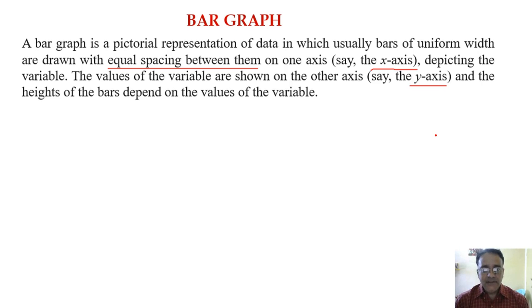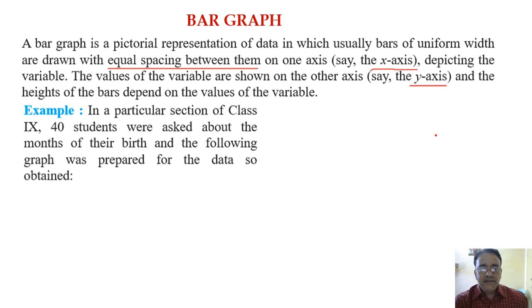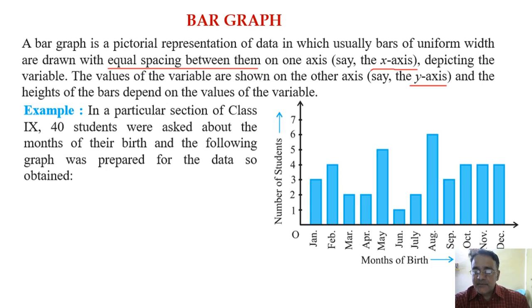So see one example. In a particular section of class 9th, 40 students were asked about the months of their birth, and the following graph was prepared for the data so obtained. So this is the example of bar graph. See, there is equal spacing between all the bars. And the bars are drawn on x-axis, and the values of the variables shown on the other axis, that is y-axis. This is x-axis and this is y-axis. So this is the example of bar graph.